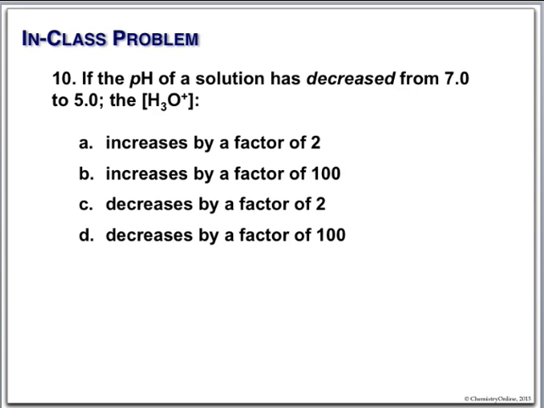One of the basic things to remember is if your pH is less than 7, it's acidic. If it's over 7, it's basic. If it's exactly 7, it's neutral.